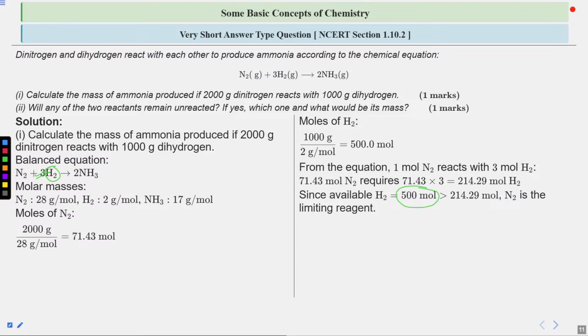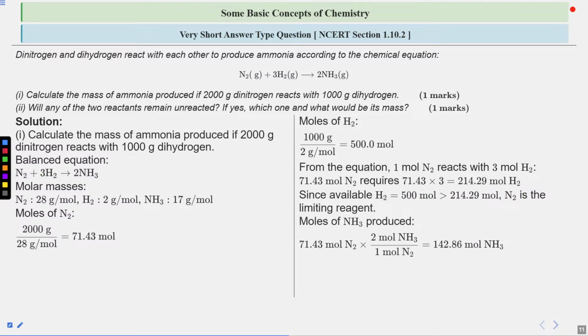So till now we know that we need 214.29 moles of hydrogen, but we have 500 moles. So we can say that nitrogen is the limiting reagent. Which is the limiting reagent? Nitrogen is the limiting reagent, and hydrogen is present in excess.